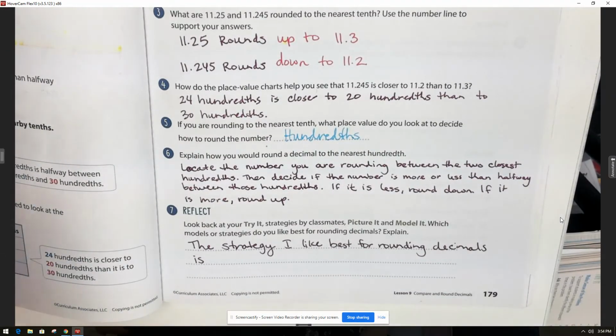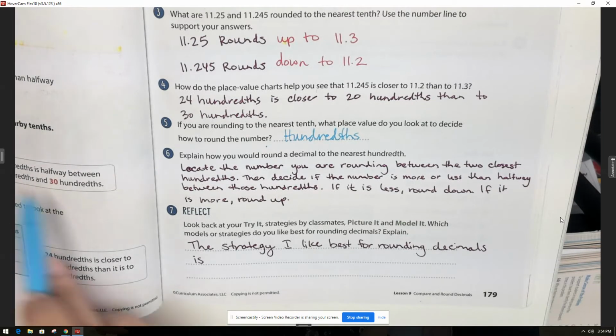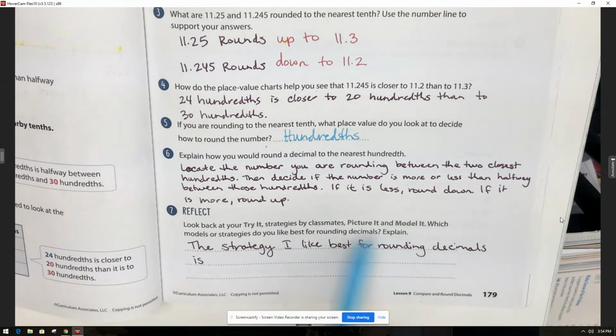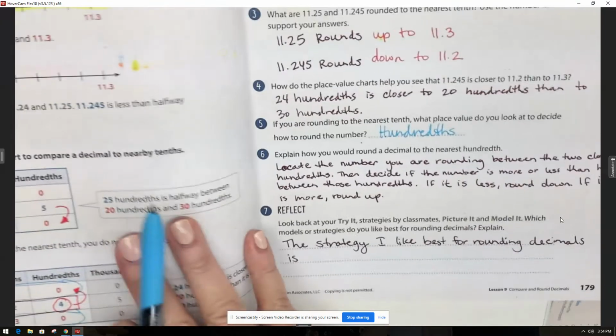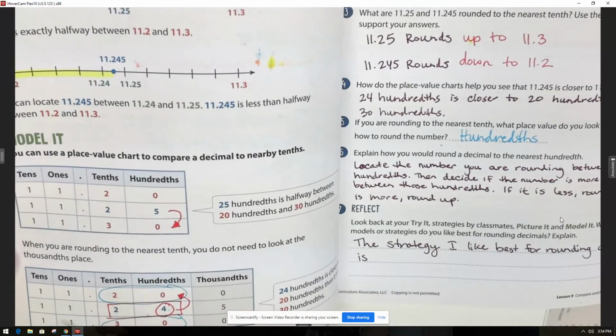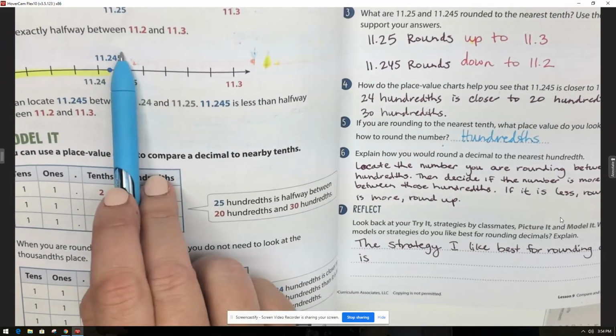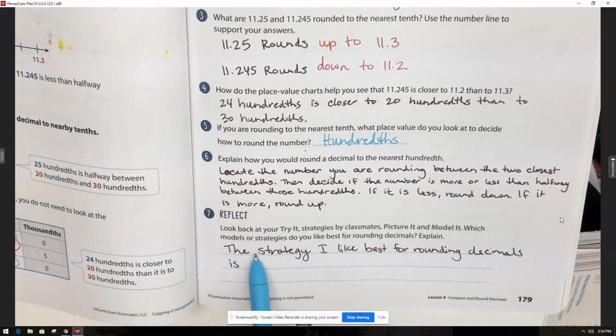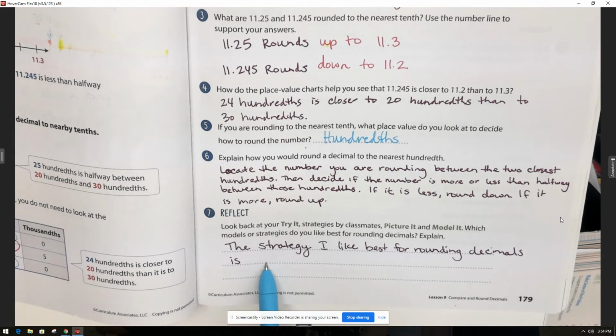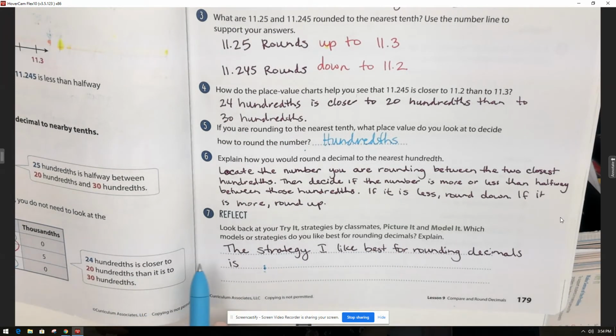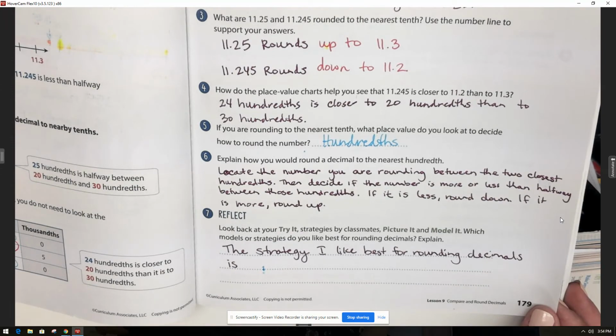Finally, for number 7, looking back at the strategies we have, which models or strategies do you like best for rounding decimals? Do you prefer to use a number line or a place value chart? Which method seemed better for you? The strategy I like best for rounding decimals is, and then you're going to tell me whether you prefer using a number line or a place value chart, and then why. Go ahead and pause the video and answer that question.